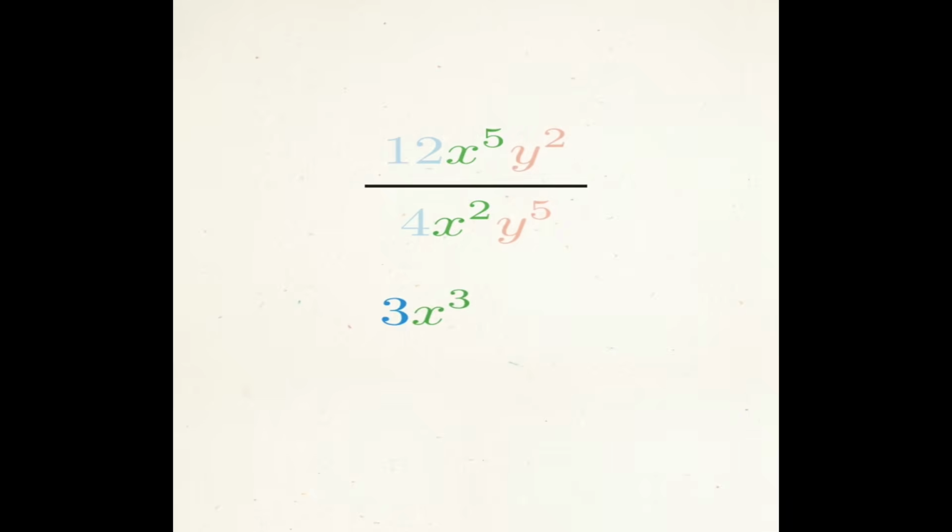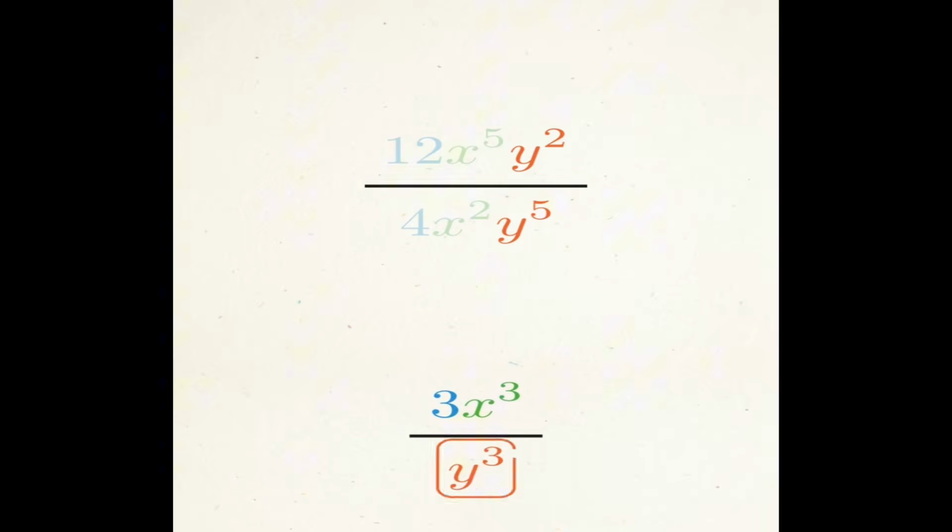Now, apply the exact same subtraction rule to the y variables. 2 minus 5 is negative 3. But wait, saan ilalagay ang y to the negative 3? Kapag negative ang result, that specific variable drops down into the denominator. At pagbaba niya, the exponent turns positive. So we write y cubed sa ilalim.